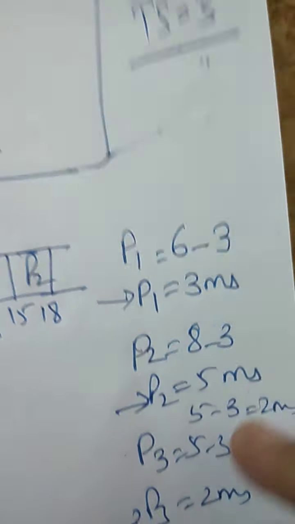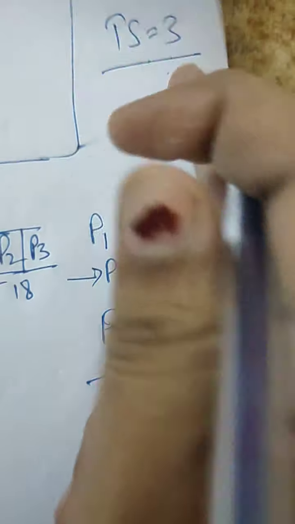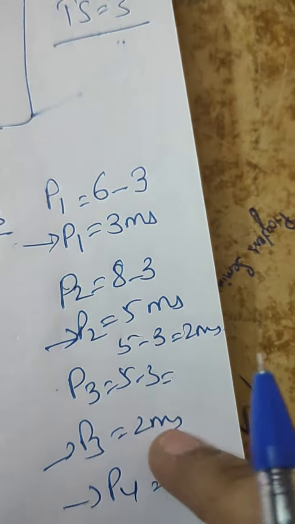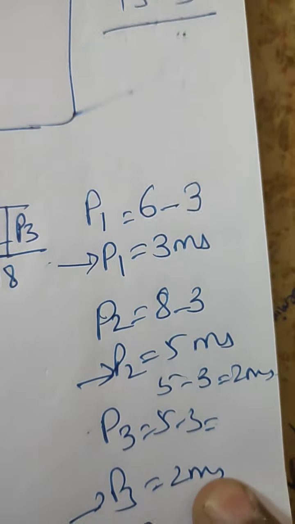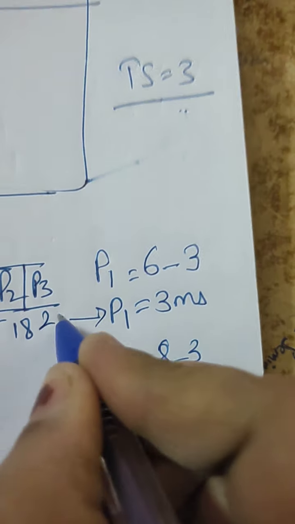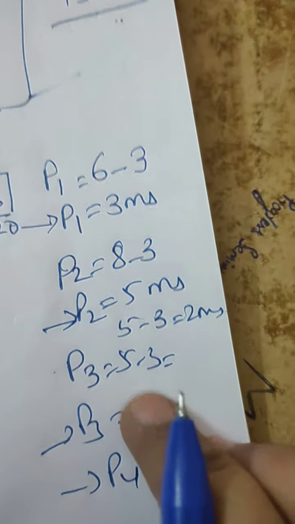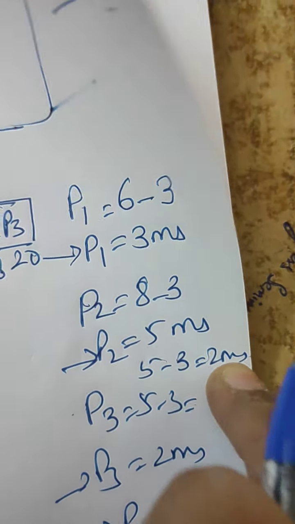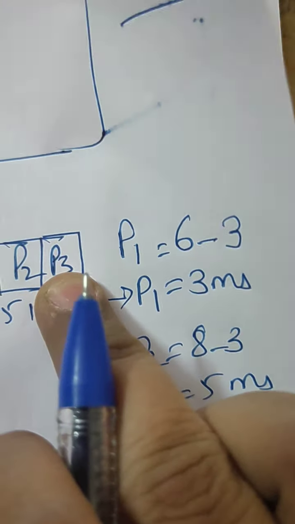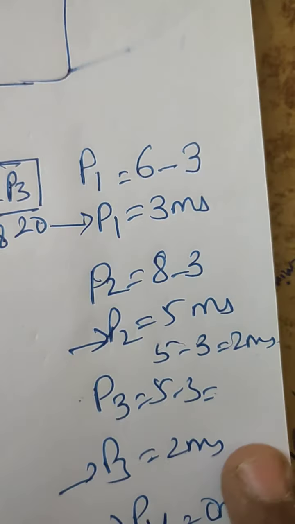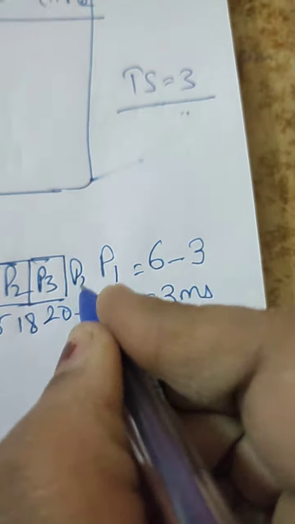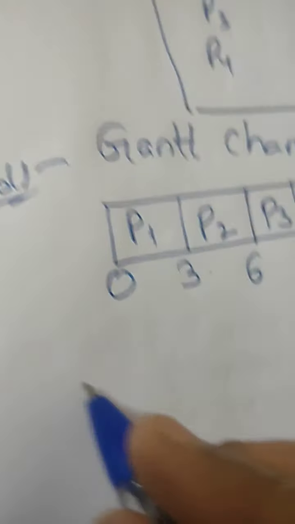Okay, so next P3, which is having 2 milliseconds. 2 milliseconds is less than the time slice, so add this 2 to 18, it becomes 20. And we are left over with P2, 2 milliseconds. Here P1 is completed, P3 is completed, but still P2 has 2 milliseconds, that's why add here P2, so it will become 22. So I'm redrawing the Gantt chart here.